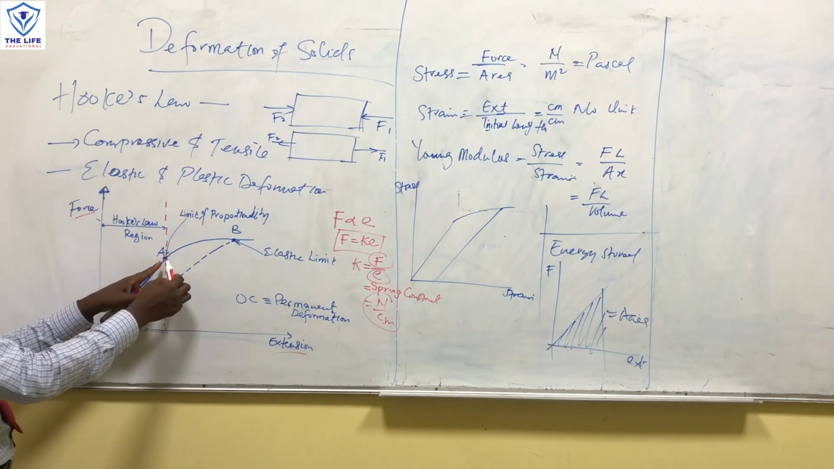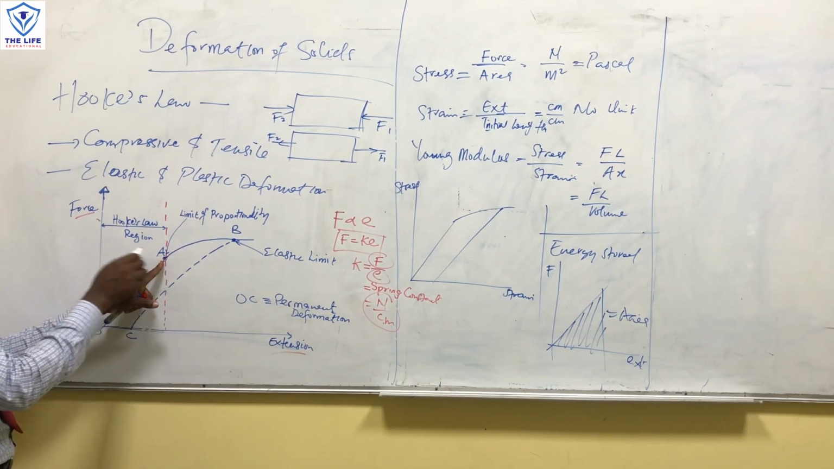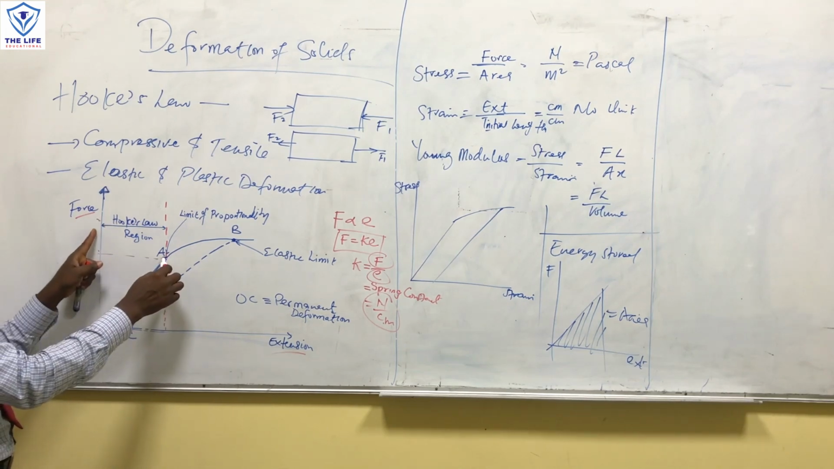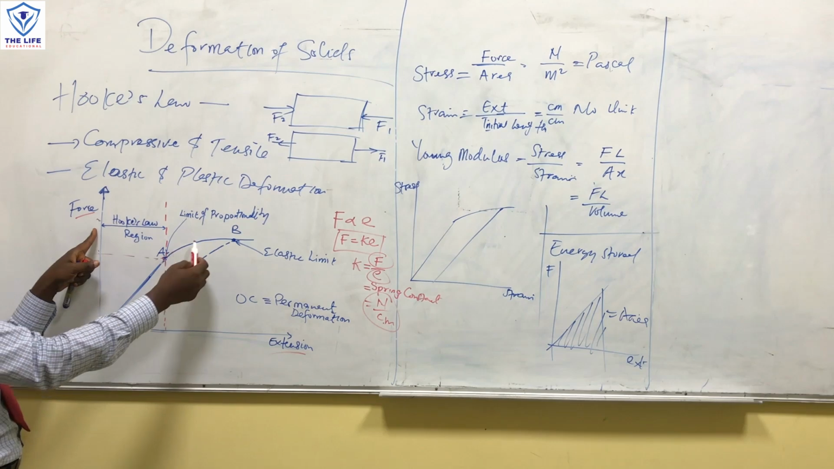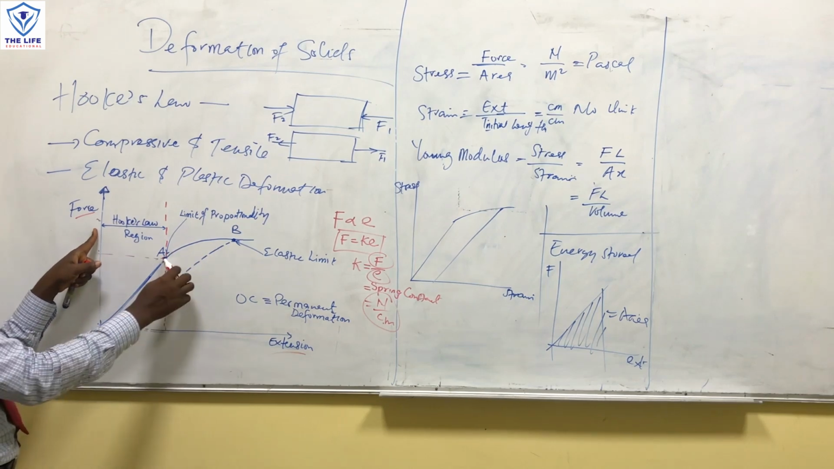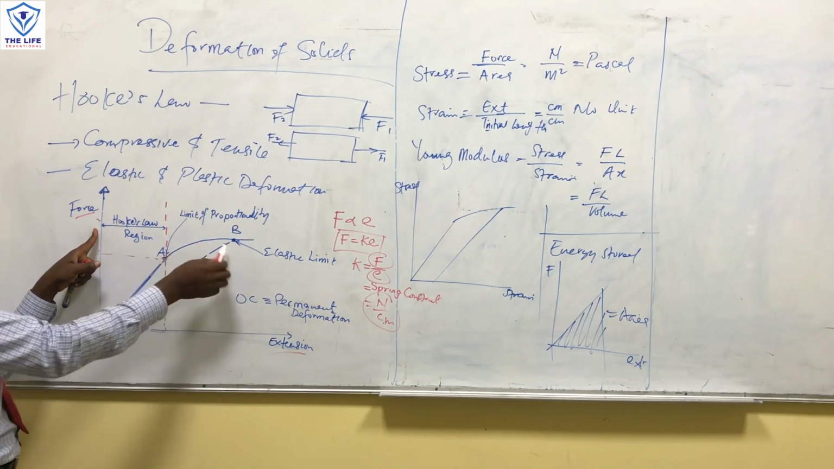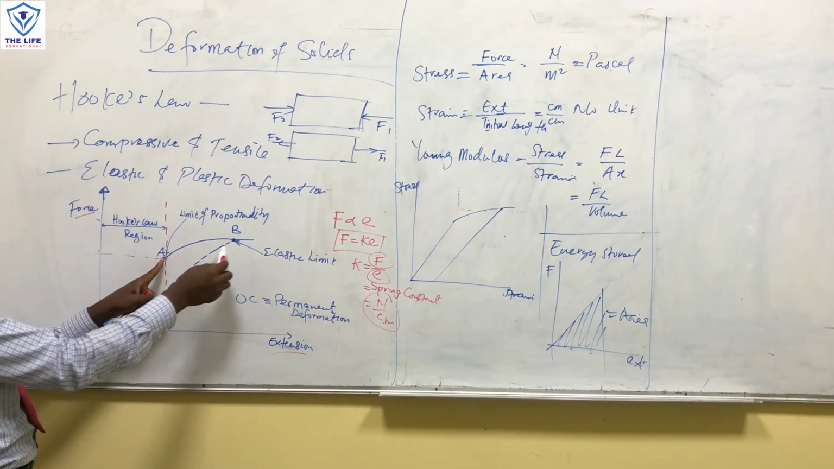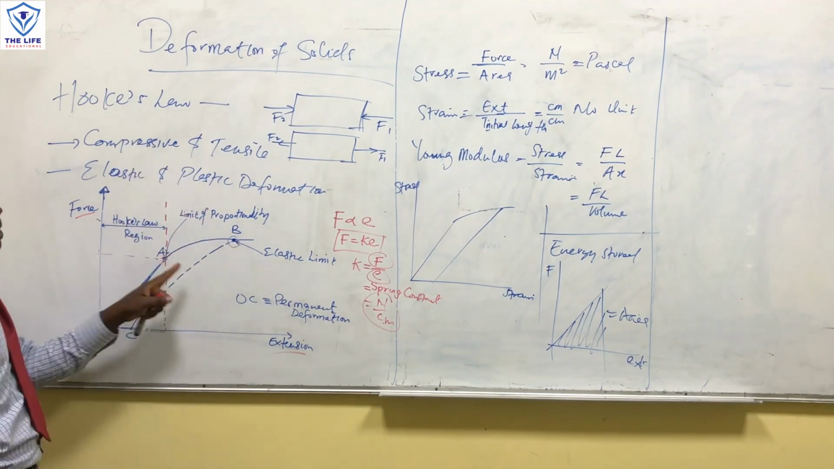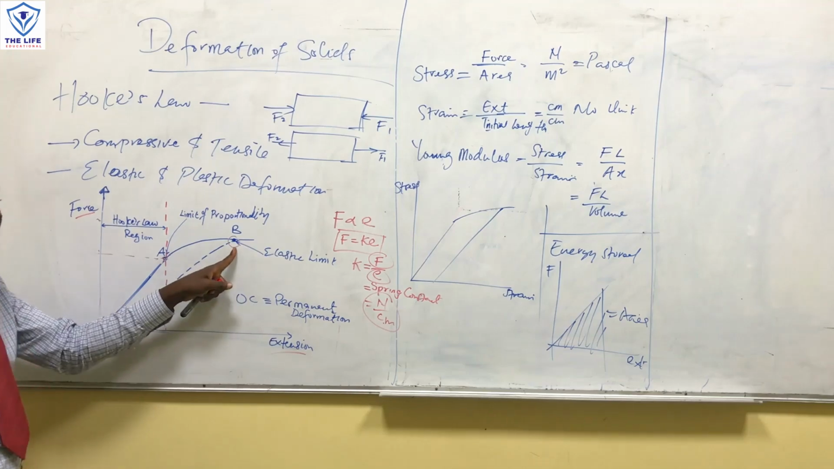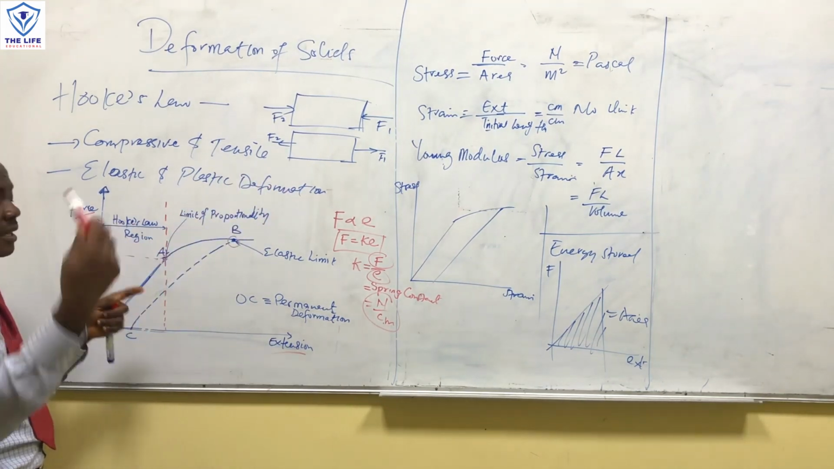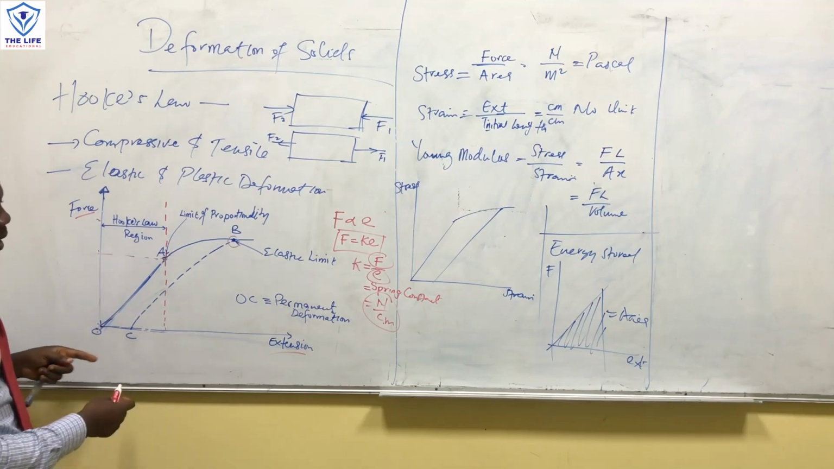Alright? Now, if you extend your force, if it goes beyond this value, the more force you apply, you're not going to have a proportional extension again. Therefore, the graph will not be a straight line. It will be a curve. Alright? And if that should continue up to region B, that's the limit to which the material can withstand. Anything beyond that, it's going to be permanently deformed. Are you following me?